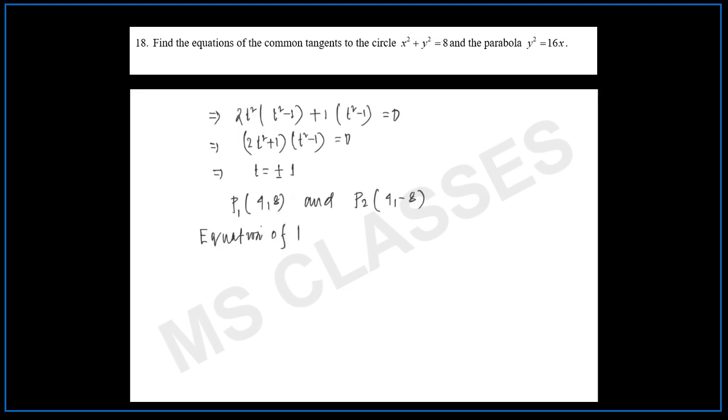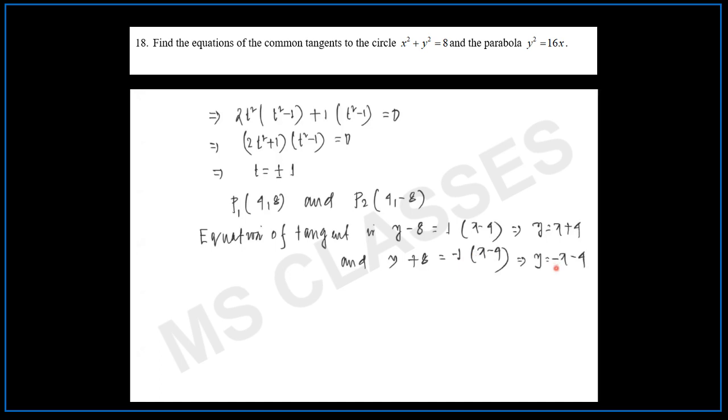Equation of tangent is y minus 8 equal to 1 into x minus 4, and y plus 8 equal to minus 1 into x minus 4. So these are the two equations we get. Further simplification gives us y equal to x plus 4, and this one y equal to minus x minus 4. So these are the equations of tangents which we are getting.